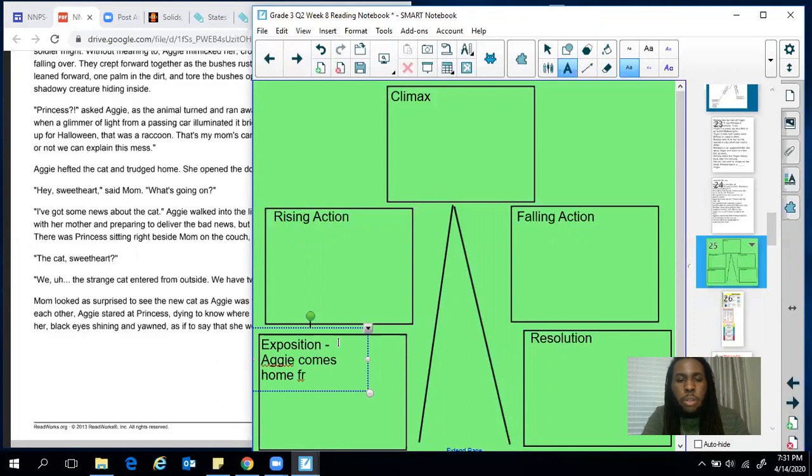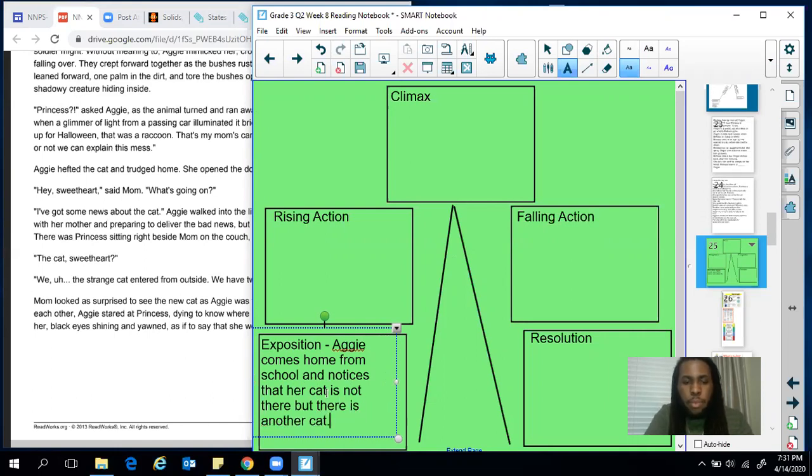Aggie comes home from school and notices, let me see if I can stretch this box out a little bit, Aggie comes home from school and notices that her cat is not there. There is another cat. I'll put Princess's name there so that we get to know some of the other characters. So, rising action.